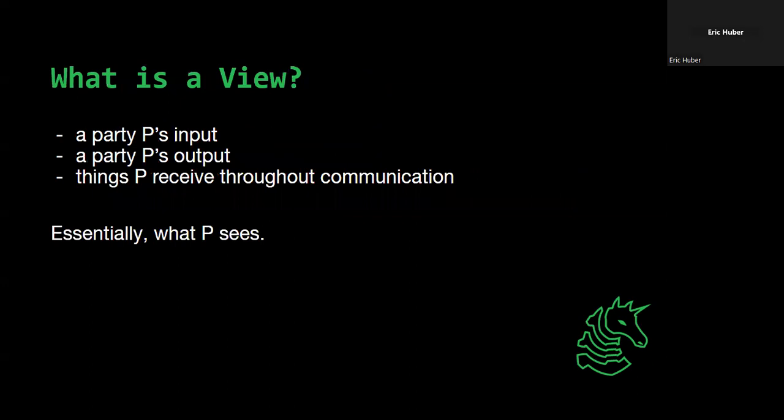So what is a view? As we listed above, there is the party's own input, the party's output, so what they will compute and eventually come out with, and there are things that the party receives throughout the protocol, if this is in the real world. In an ideal world, obviously, that wouldn't be a problem. So essentially, it's what the party sees, right?